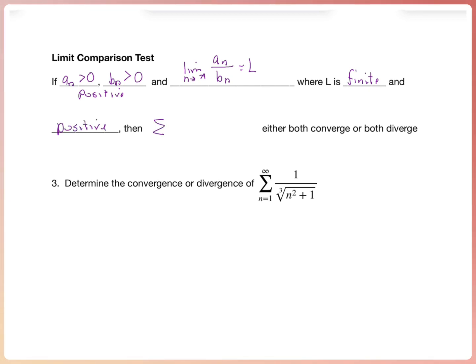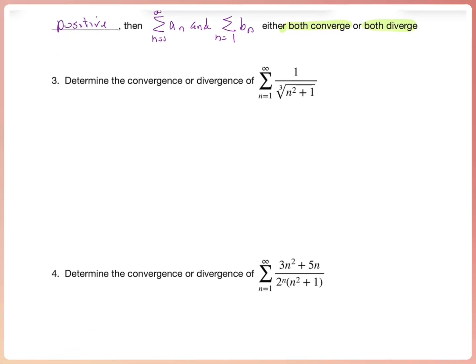then we can conclude that the series, the summation of n equals 1 to infinity of a sub n and the summation as n equals 1 to infinity of b sub n, are both convergent or both divergent. So if I pick a convergent series and I find that this statement is true, the limit of a sub n over b sub n, then it converges. If I pick a divergent series and I get an answer for the limit, it diverges.